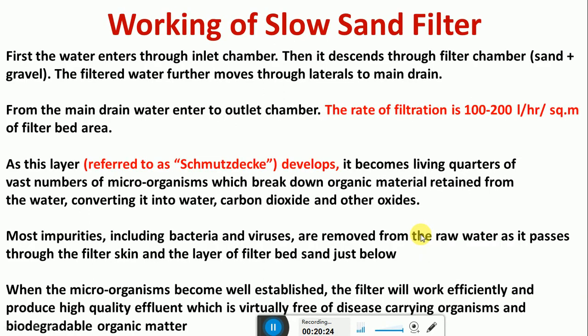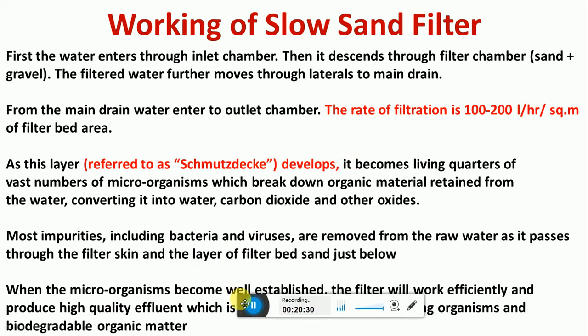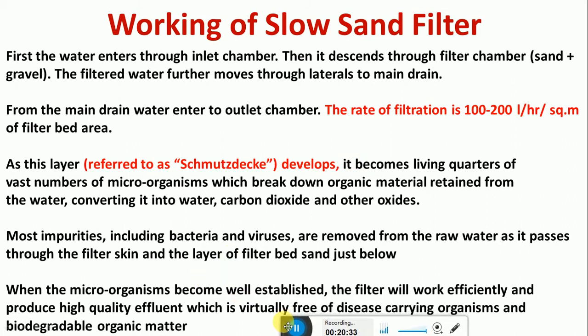Now the working of the slow sand filter. As the filtration process happens, as you have seen in the picture, the water enters into the inlet chamber, then descends to the filter chamber, sand plus gravel. The filtered water further moves through the lateral drain to the main drain, and from the main drain water enters the outlet chamber. Here the rate of filtration is in the range of 100 to 200 liters per hour per square meter of filter bed area.